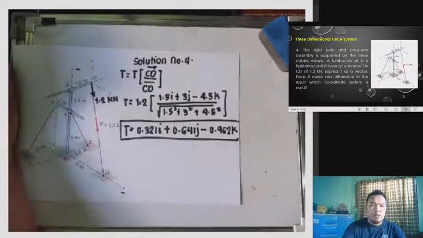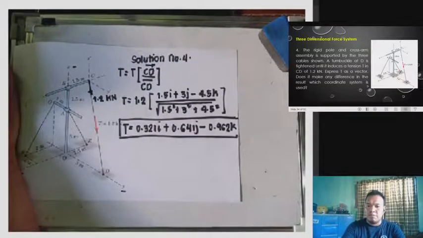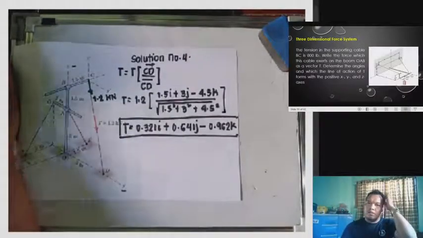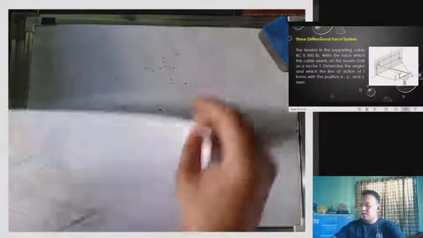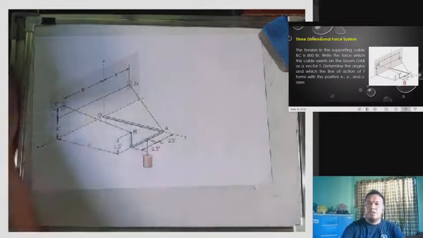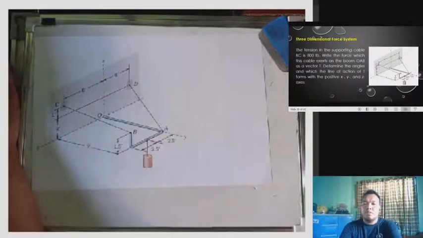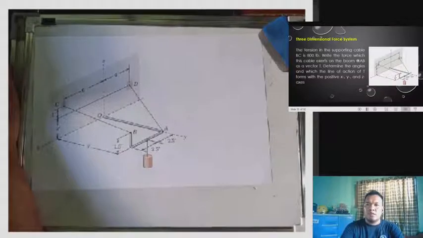Okay. So, let's proceed to another problem ata. Hanggang 5 problems po ata to. Okay. Problem number 5. The tension in the supporting cable BC is 800 pounds. Write the force which this cable exerts on the boom OAB as a vector T. Determine the angles which the line of action of T forms with the positive X, Y, and Z axis.